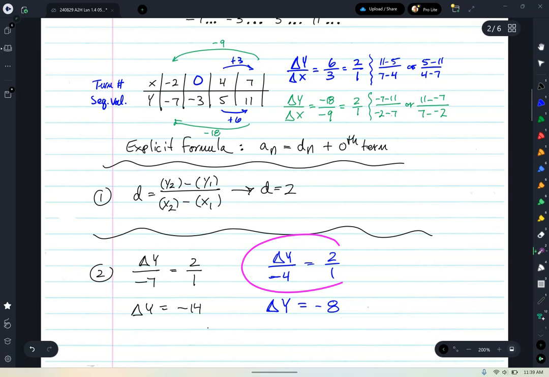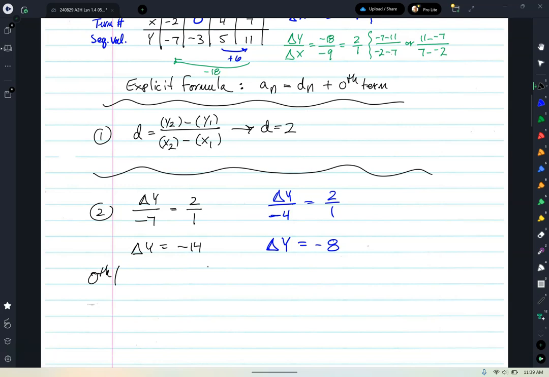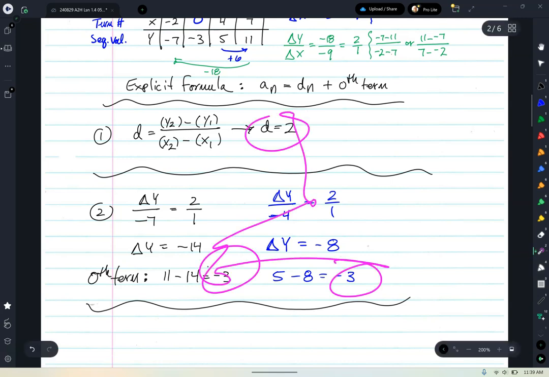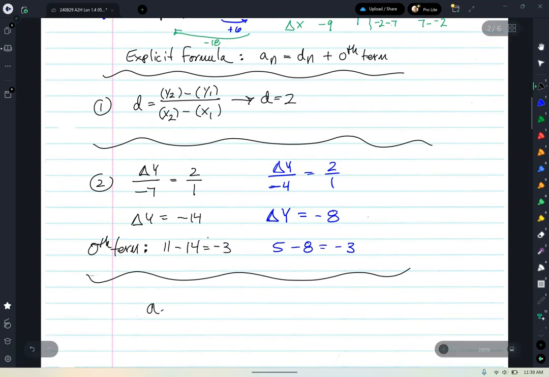So we're determining our b value, instead of just solving the equation and plugging in points, by using our rate of change. In this case, for the 0th term, 11 in the y value minus 14 gave us negative 3, and 5 in the y value minus 8 also gave us negative 3. Now we found our 0th term. When we have our d and our 0th term, either one of them, then we can write our explicit formula by just going a sub n is equal to d times n plus the 0th term.